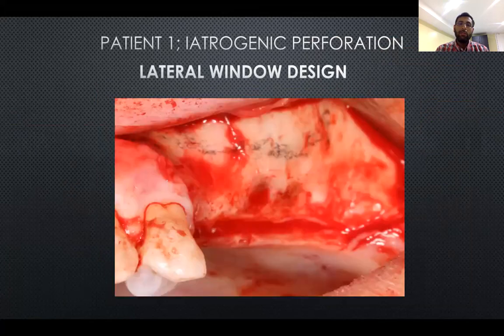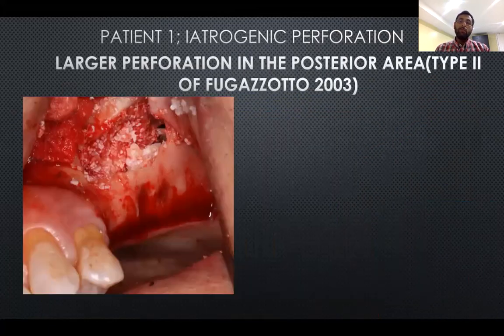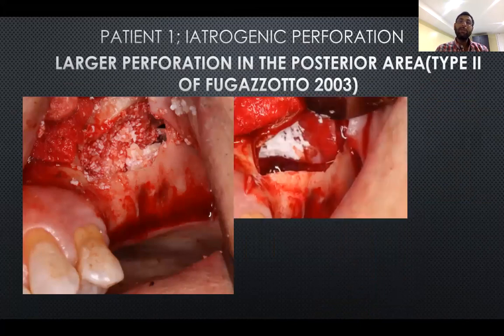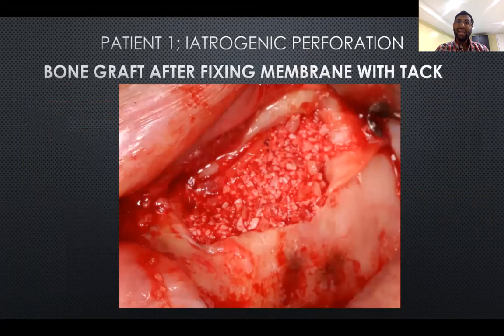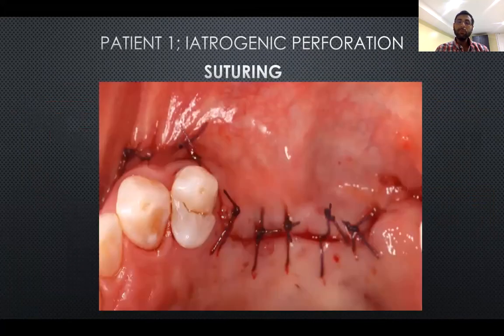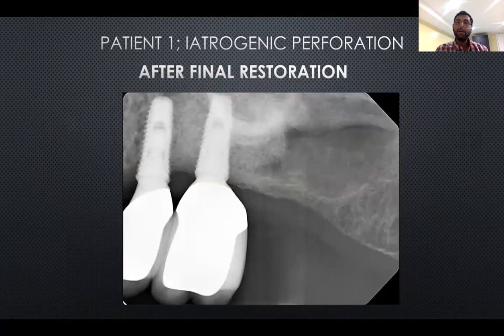Two vertical releasing incisions were made, and an osteotomy was made using a piezo unit. As we were packing the bone graft into the sinus, we saw a perforation in the distal wall. So we wanted to repair it at the same time so that we could move forward with the completion of the procedure. We used a rigid collagen membrane. We tacked it on the posterior wall, followed by taking a post-op Panorex showing containment of the graft material.